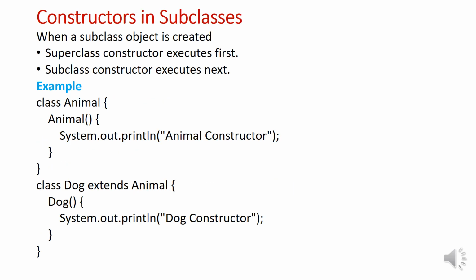In a subclass, when a subclass object is created, the superclass constructor executes first, and the subclass constructor executes next. Example: Animal is a class, it has the constructor Animal. After that, we have the subclass Dog, which extends Animal, and it has its own constructor Dog.